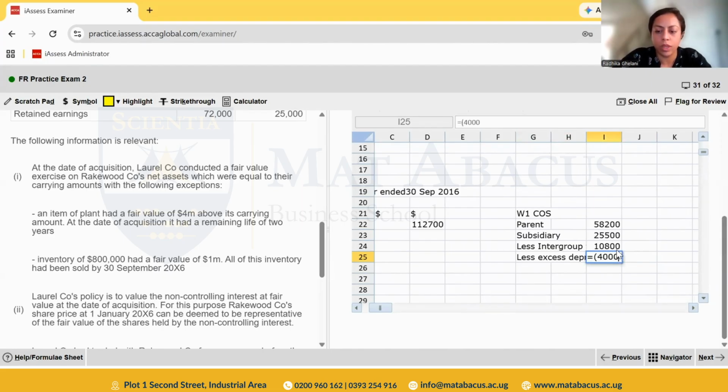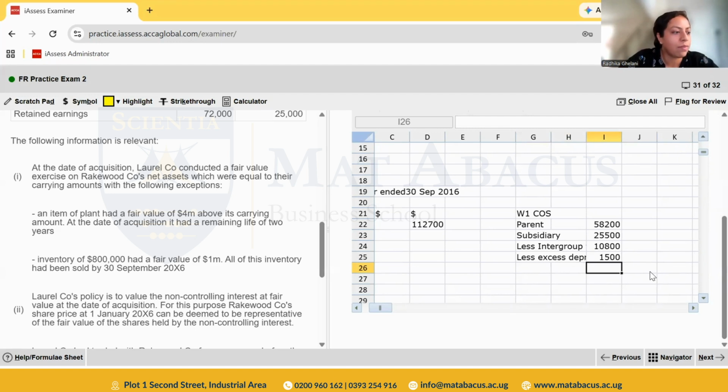for the entire year. 4,000 divided by 2 years gives you depreciation per annum. But then we didn't have this for the whole year. Remember, the acquisition was a mid-year acquisition. So we need to time apportion by multiplying by 9 out of 12. Because they're saying at the date of acquisition, the remaining useful life was 2 years. Date of acquisition was 1st January. So 1 year would then end on 1st Jan 2017. So we can't keep the entire year's depreciation. So the excess depreciation there is 1.5 million.